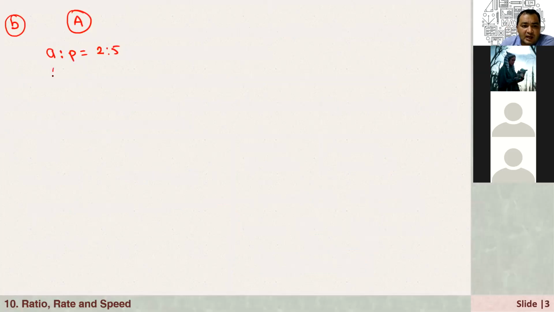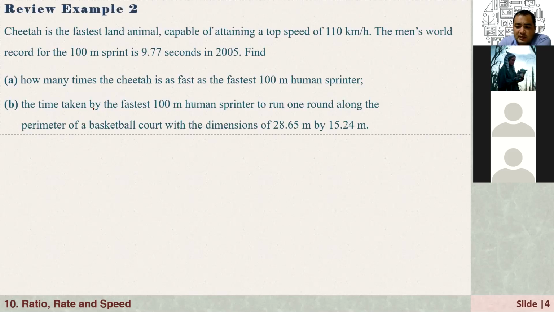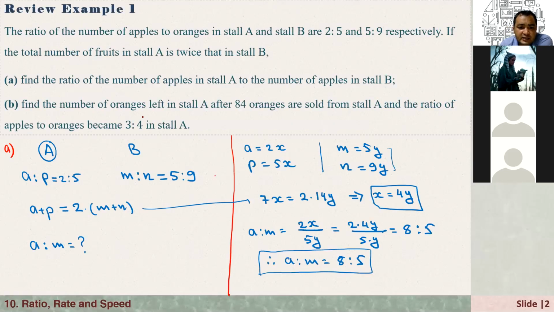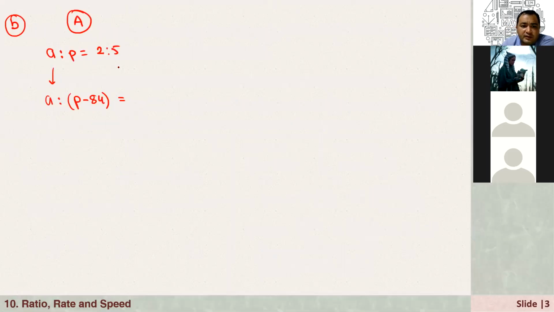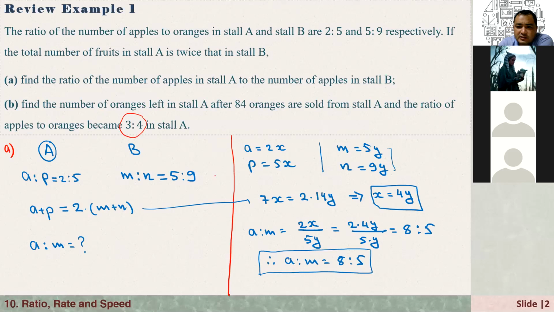So after selling this, how many apples do we have? We have no idea, so it didn't change. And how many oranges have we sold? We have sold 84 oranges, right? After we sold 84 oranges, how many oranges are left? P minus 84. Now the ratio of the number of apples to the number of oranges became, what is it? It says 3 to 4 in stall A. So that thing is equal to 3 to 4. Now, what is the question here? The question is to find the number of oranges left in stall A. So, 2 to 5 in the ratio.